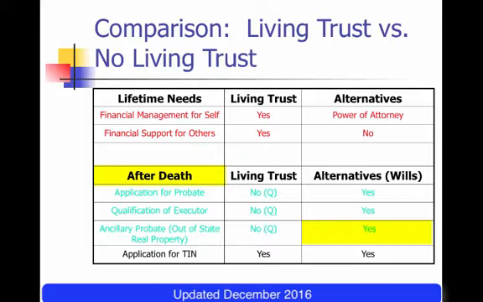So not only would you have your original probate proceeding in Connecticut, assuming you're a Connecticut resident, you'd also need an ancillary probate proceeding in Florida and Nevada and California, all those states where you owned real estate. I'm talking about those states where you own real estate and it's a probate asset.